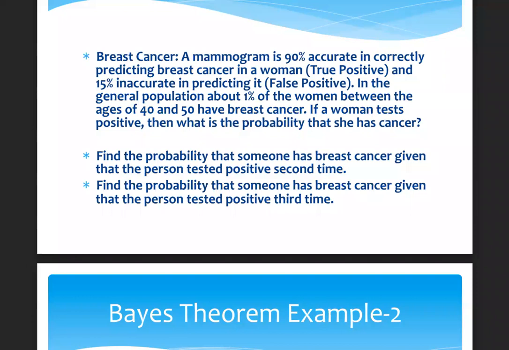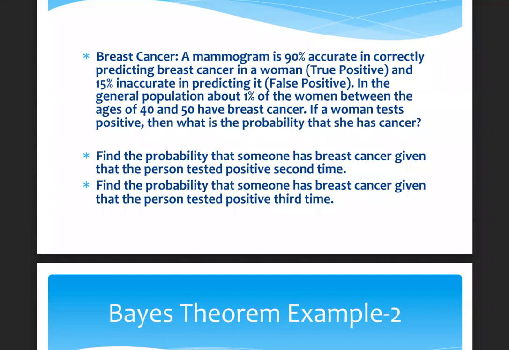So, breast cancer problem. This problem is very compact in wording, which could make it a little harder to read, but let me break it down for you. A mammogram is 90% accurate in correctly predicting breast cancer in a woman. That means true positive. So you test for breast cancer 90% of the times. If the result is positive, the person has cancer. But 10% of the times, even though the result is positive, the person does not have cancer.